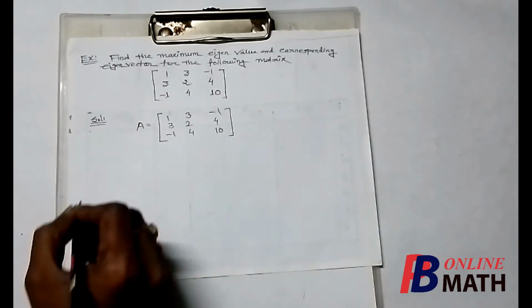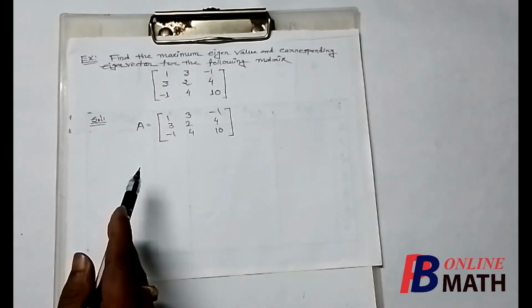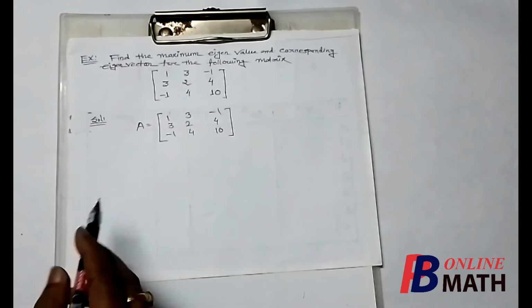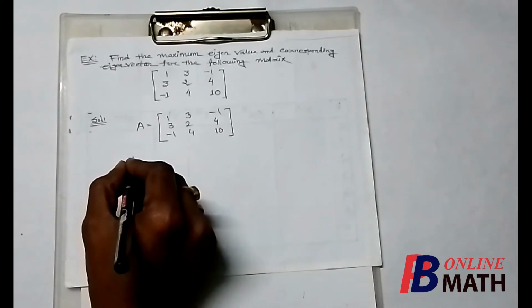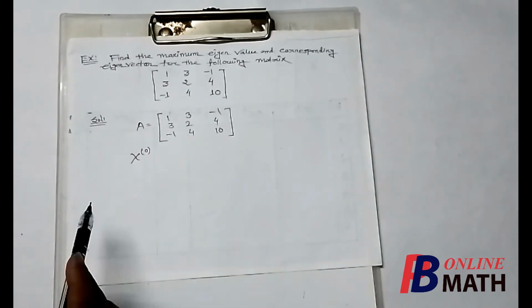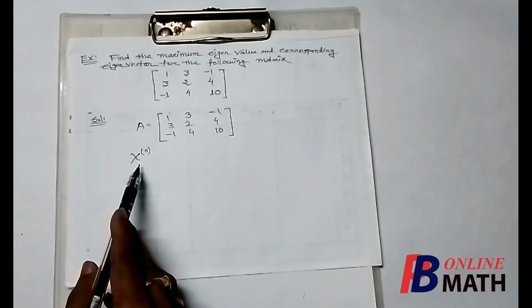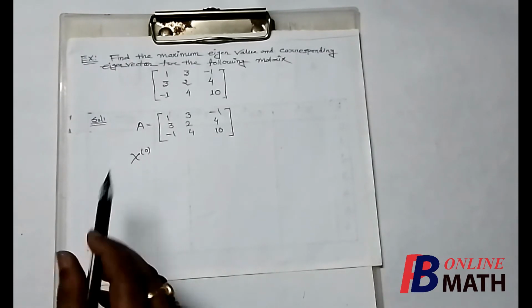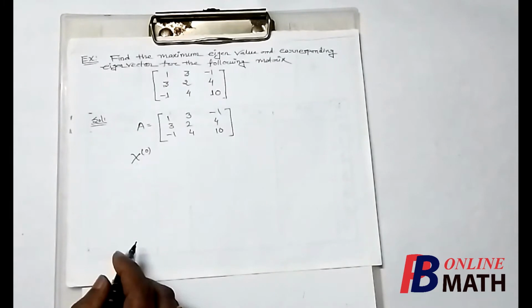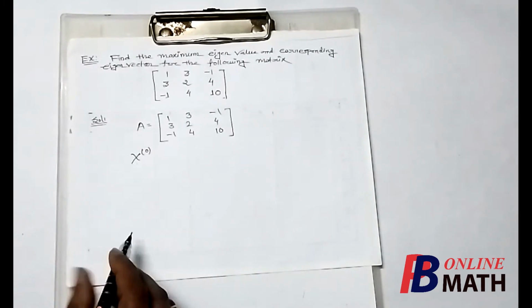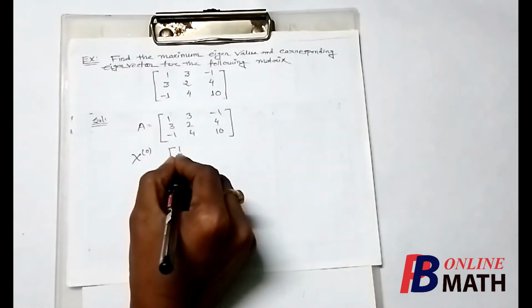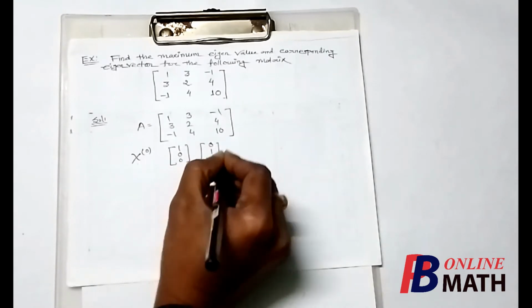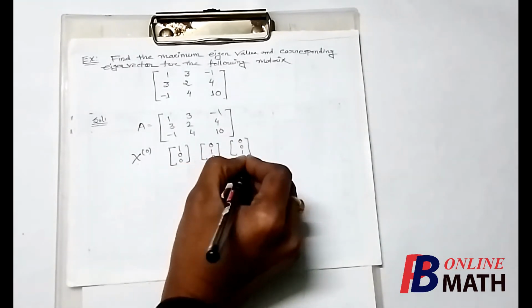So we shall find the maximum eigenvalue of this matrix A by using the power method. For that, we shall consider one initial approximation of the eigenvector, and we can assume any column matrix or any vector as initial approximation of this eigenvector. Usually 3 vectors are taken as initial approximations. These are 3 unit vectors: 1 0 0, 0 1 0 and 0 0 1.